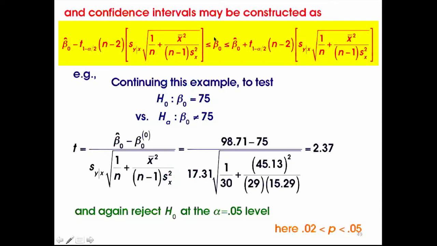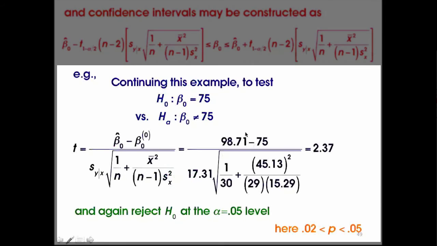So to continue this example, let's say that we want to test the hypothesis that the intercept is equal to 75. Now, where did that come from? Well, it could be that you were reading the literature and somebody had done this study with the same variables, and they found that the intercept in their study was 75. So you say, okay, you tell me it was 75, I believe that. Let's see if that happens in our sample. In our sample, we found that the intercept was 98.71. So the question is, is 98.71 significantly different from 75?